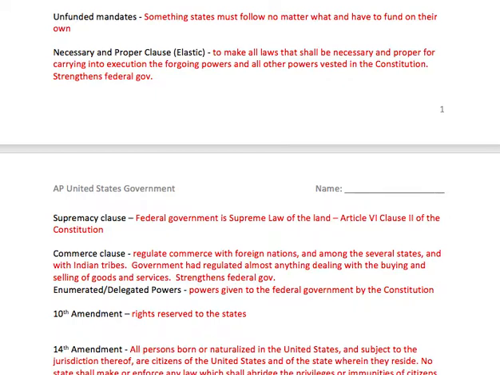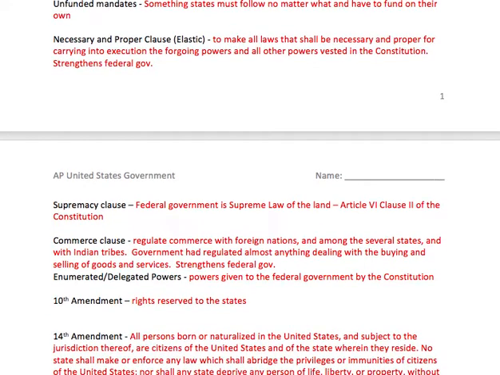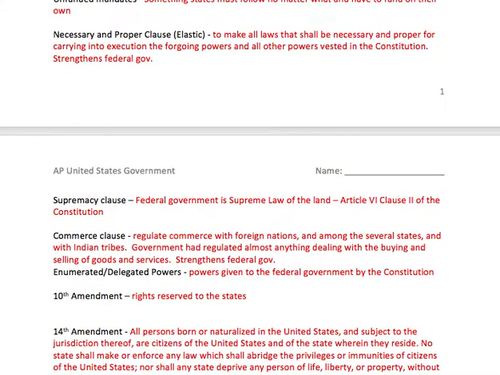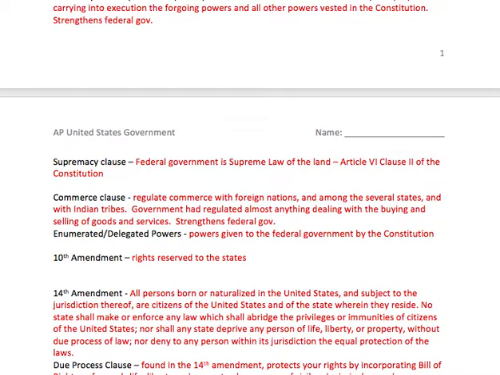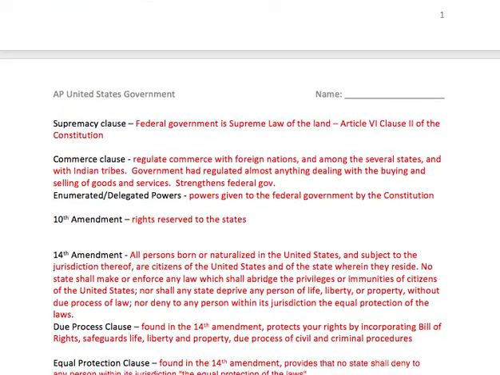The supremacy clause: the supreme law of the land is your federal government, U.S. Constitution. The commerce clause is meant to regulate commerce with foreign nations, other states. They can basically regulate almost anything that deals with buying and selling of goods and services. This also strengthens the federal government. And then, again, your enumerated powers: delegated powers given to the federal government strictly in the Constitution.